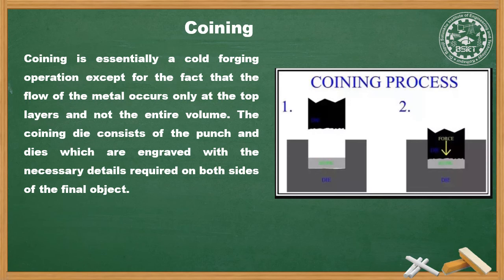Coining is used for making coins, medals and similar articles, and for impressions on decorative items. Coining is a severe metal squeezing operation in which flow of metal occurs only at the top layer of the material and not through the volume. The operation is carried out in a closed die mainly for the purpose of producing fine details such as needed in minting coins, medals and jewelry making.